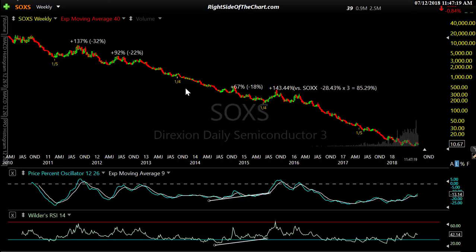These are all reverse splits. That's why you see that crazy share price. And this is a testament to how bad the decay can be in these three-time leverage ETFs, especially if you're fighting against the trend or you get in a lot of choppy back and forth price action. That's really what does it.